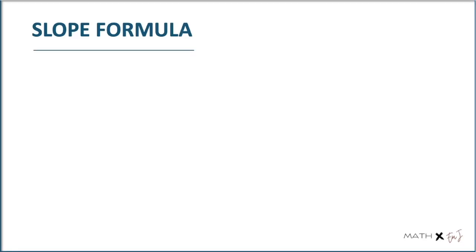Let's start with our slope formula. In the last lesson, we learned that slope is equal to rise over run. If you haven't watched that lesson yet, I recommend going back and watching it first. Today we're going to take this idea of rise over run one step further.